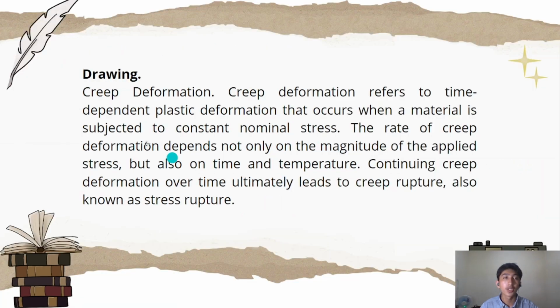Next, creep. Creep deformation refers to time-dependent plastic deformation that occurs when a material is subject to constant nominal stress. The rate of creep deformation depends not only on the magnitude of the average stress, but also on time and temperature. Continuing creep deformation over time ultimately leads to creep rupture, also known as stress rupture.